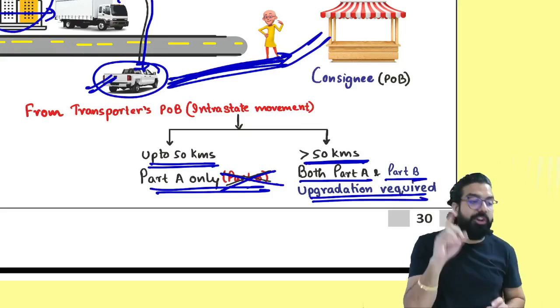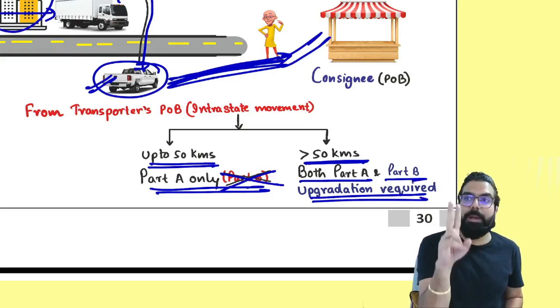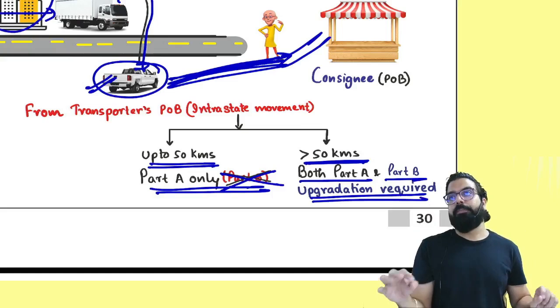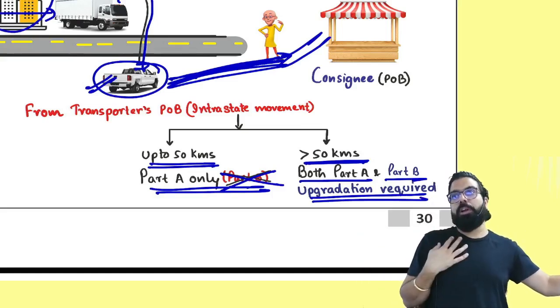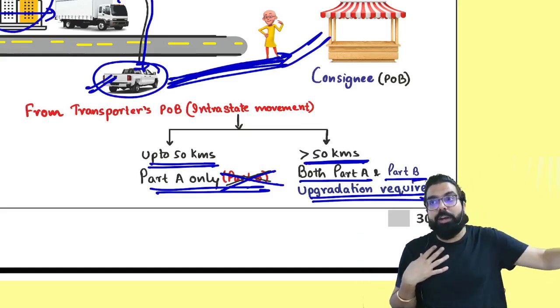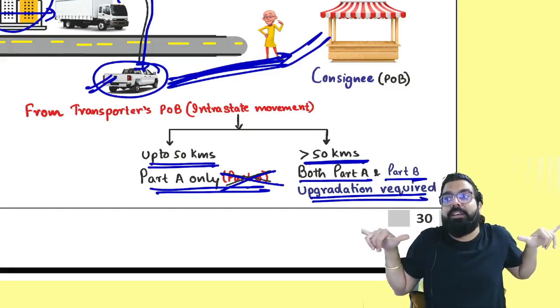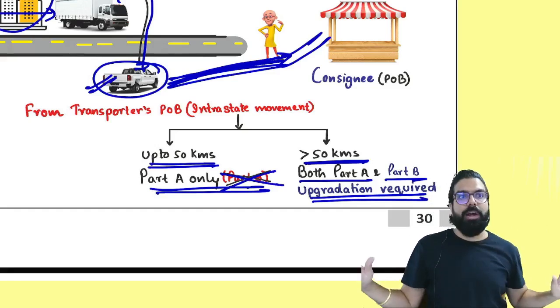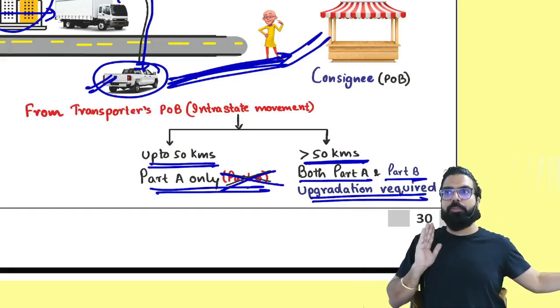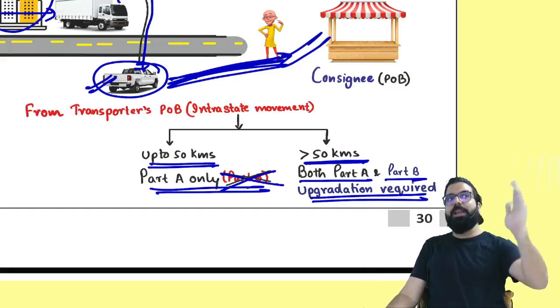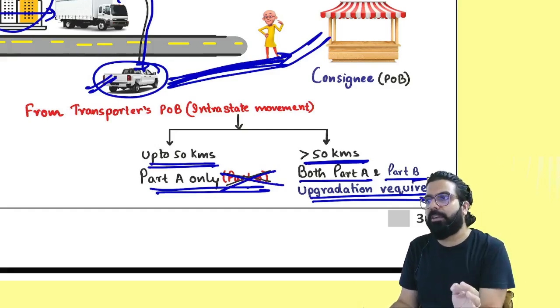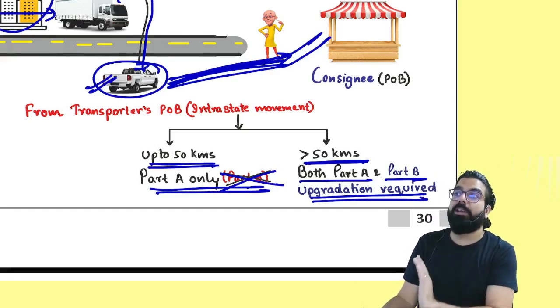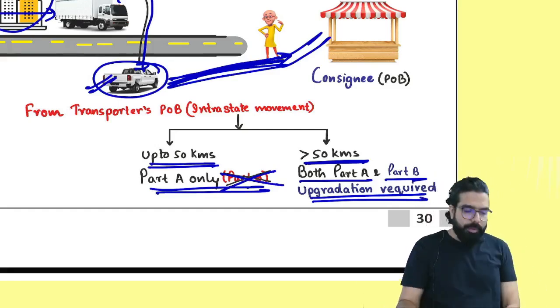I'll tell you one thing. Generally, Part A and Part B both are required to be filled. But if you are sending it to the transporter, or the transporter's place, and it is going to the final destination, if the distance is only 50 kilometers, Part B details are not required. Even if you fill Part A and send it to the transporter, or the transporter sends it to you from his place, with a 50 kilometer distance, no problem. Part B updation is not required.